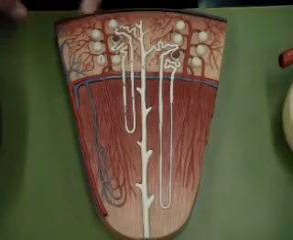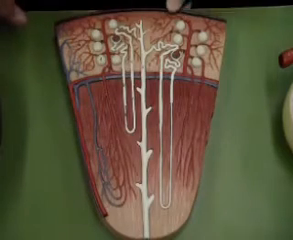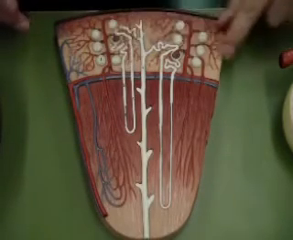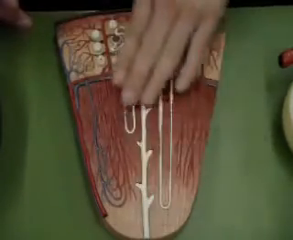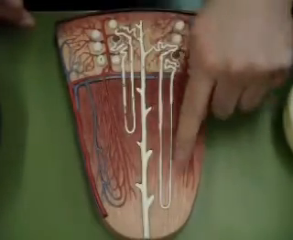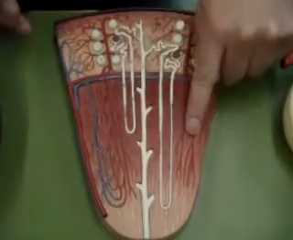What we see here in the brown here is the renal capsule. This section here is the renal cortex. This layer here is the renal medulla, and that structure there is a renal pyramid.